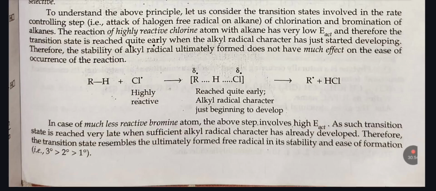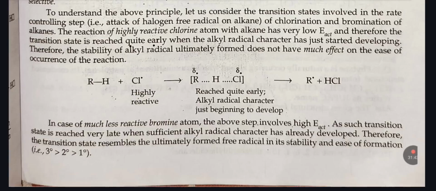The reaction of highly reactive chlorine atom with alkane has very low activation energy, and therefore the transition state is reached quite early, when the alkyl radical character has just started developing. Therefore, the stability of the alkyl radical ultimately formed does not have much effect on the ease of occurrence of the reaction. RH plus Cl radical, highly reactive, will give the transition state, reached quite easily, with alkyl radical character just beginning to develop, which will give R radical plus HCl.